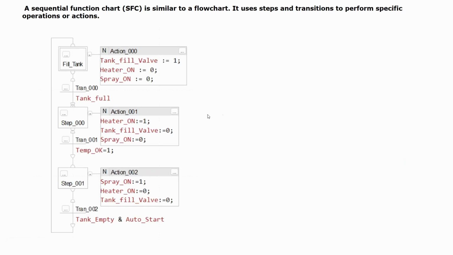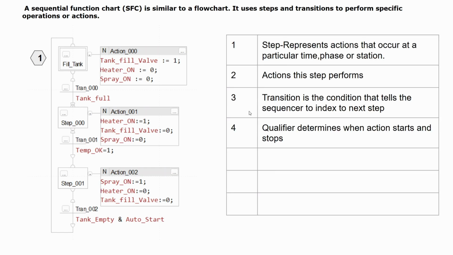Every SFC chart is made up of 4 key elements. First, the step. It represents a specific phase of your process. Next, the action. It is the logic executed while the step is active. Then comes the transition. It defines the condition that allows the chart to move to the next step. And finally, the qualifier. This determines when the action starts and stops.